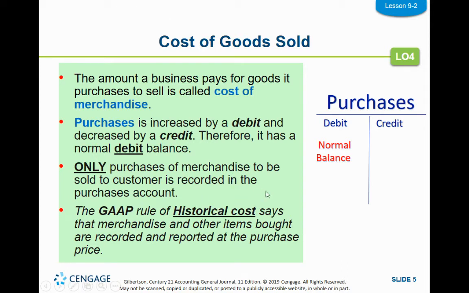One of the GAAP rules that goes with that is historical cost, which basically says that merchandise and other things that you buy are recorded at the time of the purchase for the purchase price.